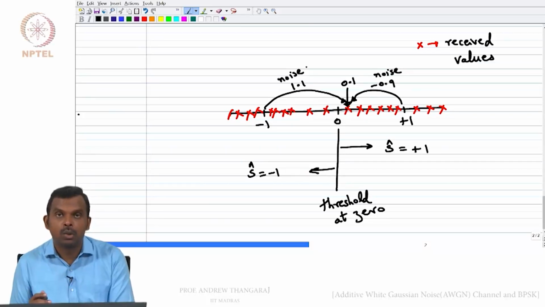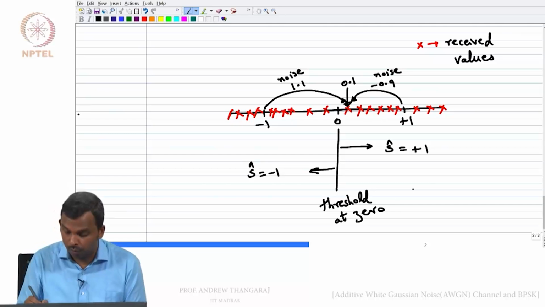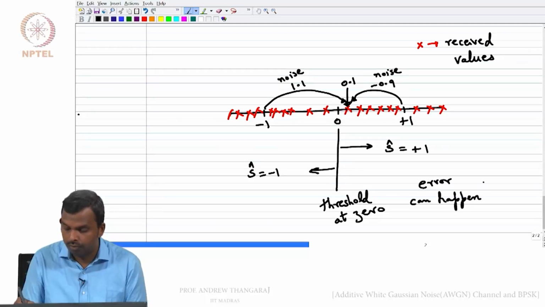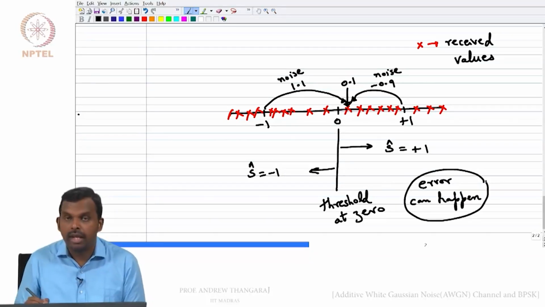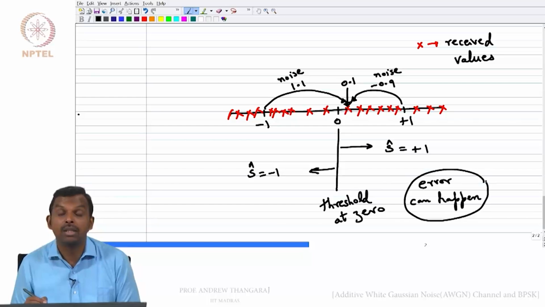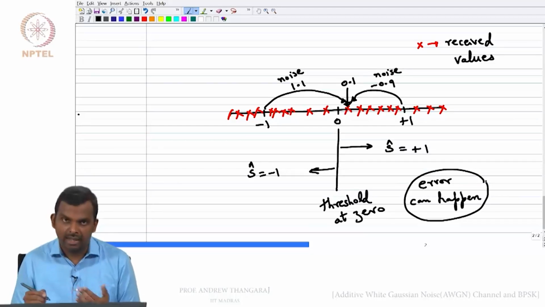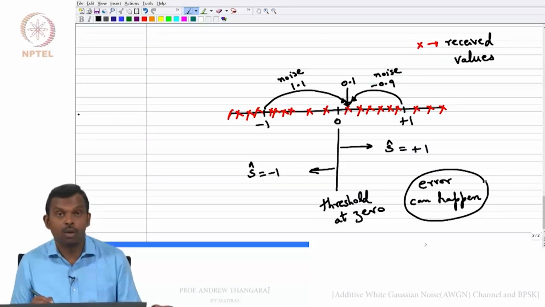Okay. So, it can happen that the noise was actually very bad and you were not in luck and noise was actually 1.1 and it was actually minus 1. In those kind of cases, you will make an error. Okay. So, error can happen, that is something to remember. It is all right. Okay. So, any thresholding you do, error can happen. So, the question is, can we characterize the error, can we find the probability of error.